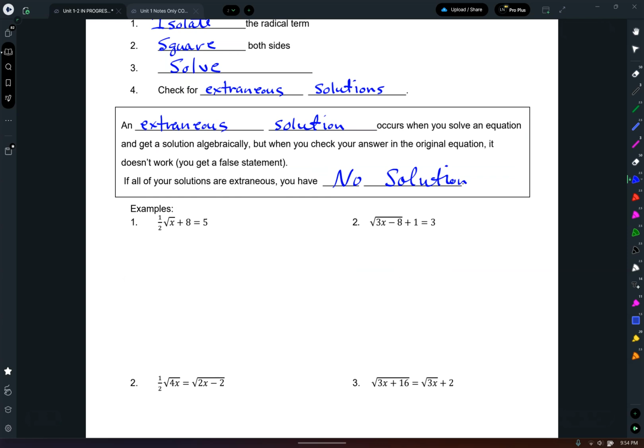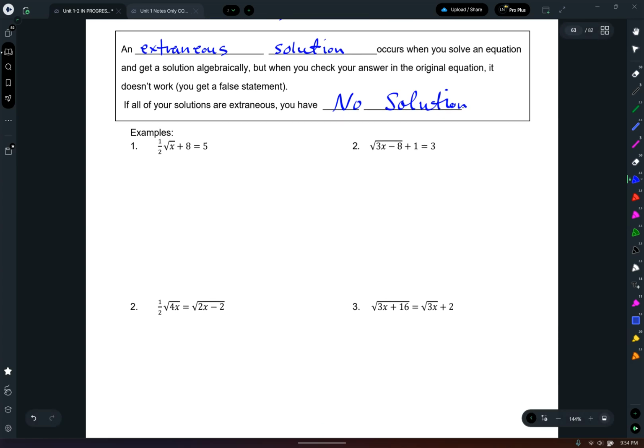Now, I don't want us to get too bogged down in this. I really don't want us to have to do a ton of extra computation to check, but you do need to do a quick check. Okay, so let's look at the first example.